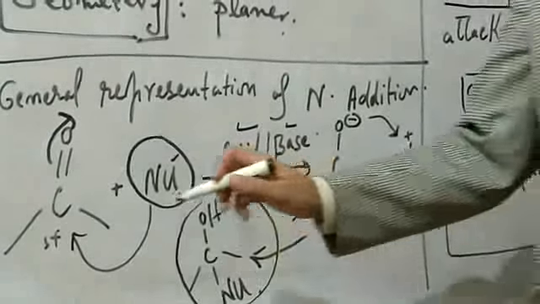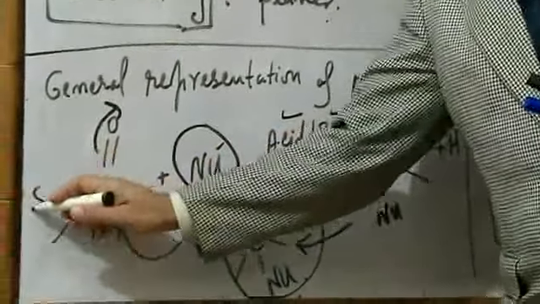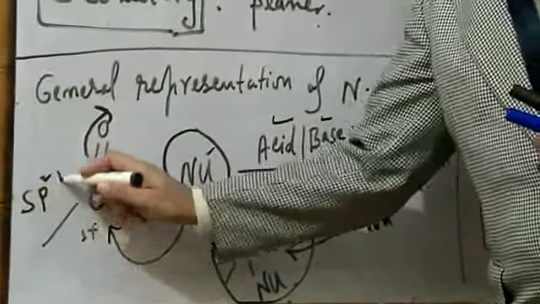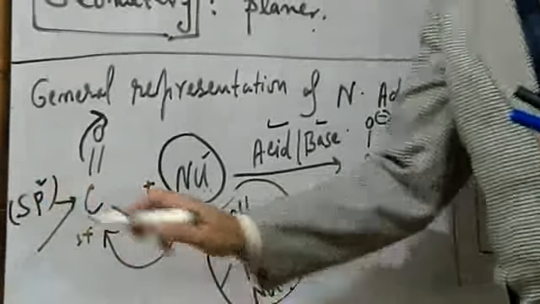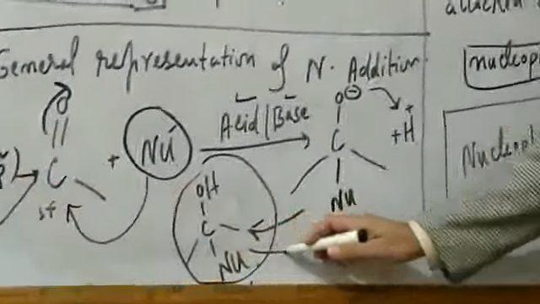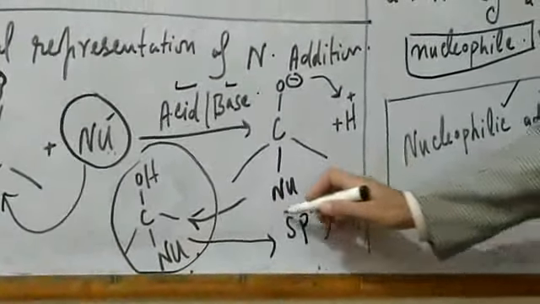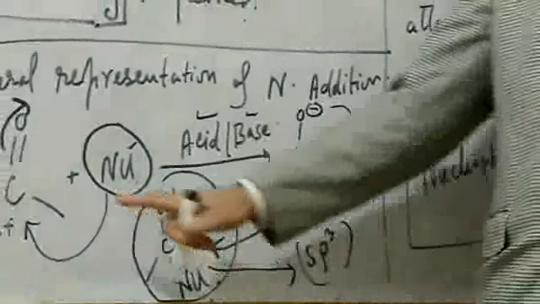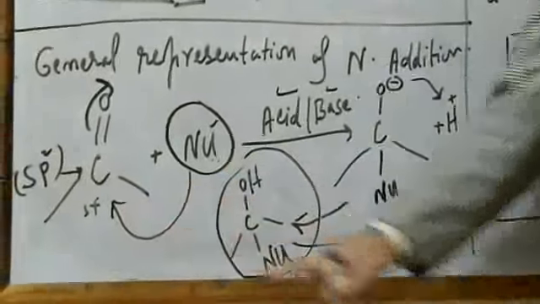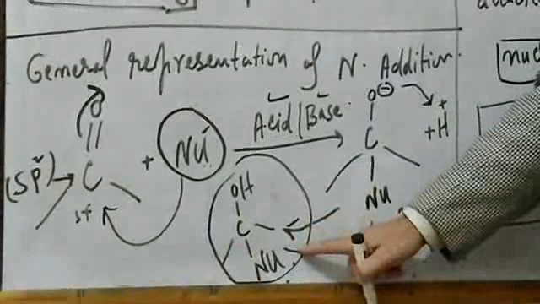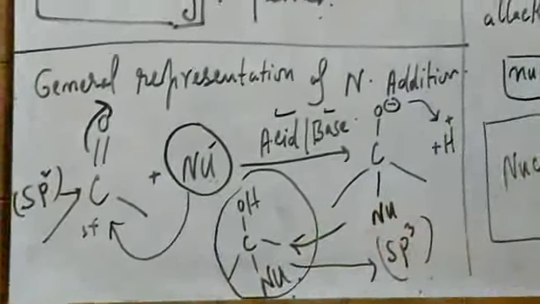Remember, in the starting material you have an sp2 hybridized carbon, this one. But here, now we have a completely sp3 hybridized carbon. Therefore, the starting material was planar and now the end product is tetrahedral.